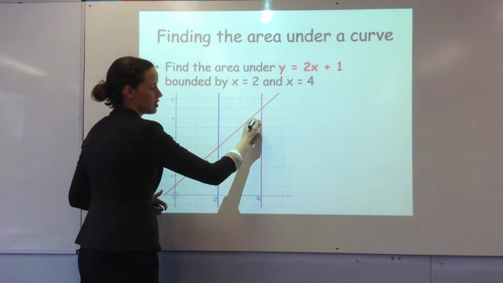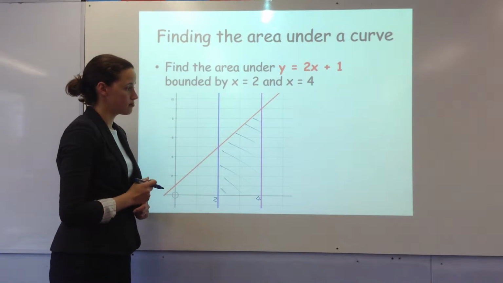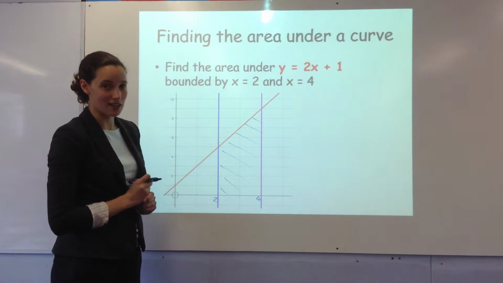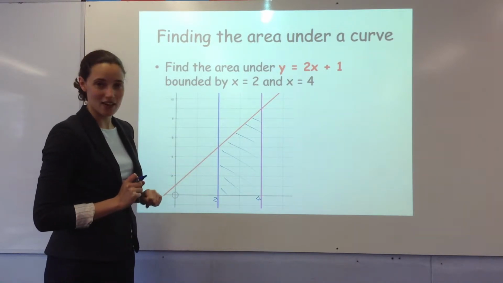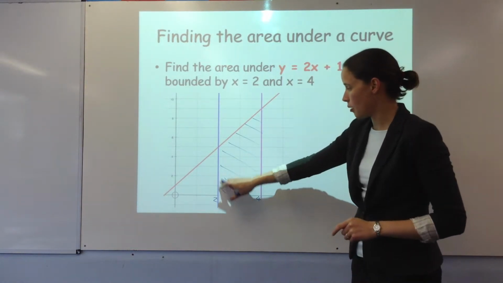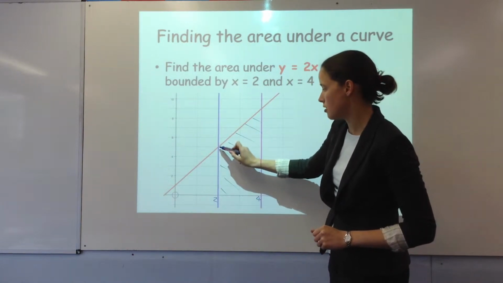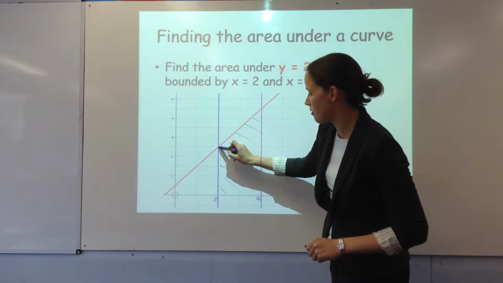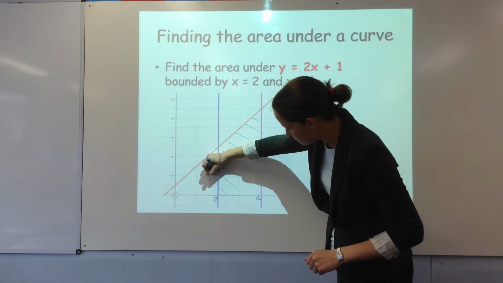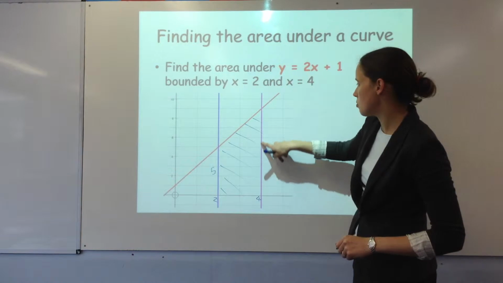So what we're trying to do is find the area here. And of course that's the trapezium. We know how to find the area of a trapezium even without me singing the song. So let's find the area of that trapezium. We've got two parallel sides here and we can read off what the lengths are. That blue line here, the x equals 2 line, goes from 0 up to 5. So the first parallel line has a length of 5. The second parallel line goes from 0 all the way up to 9.